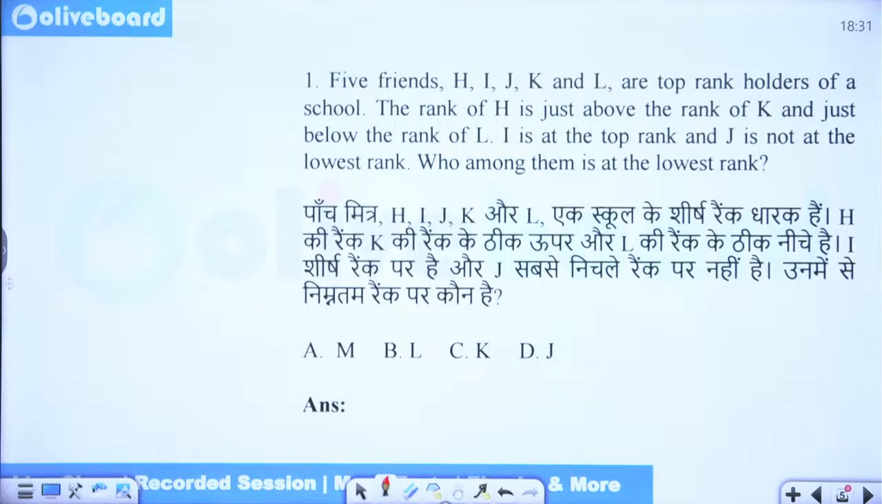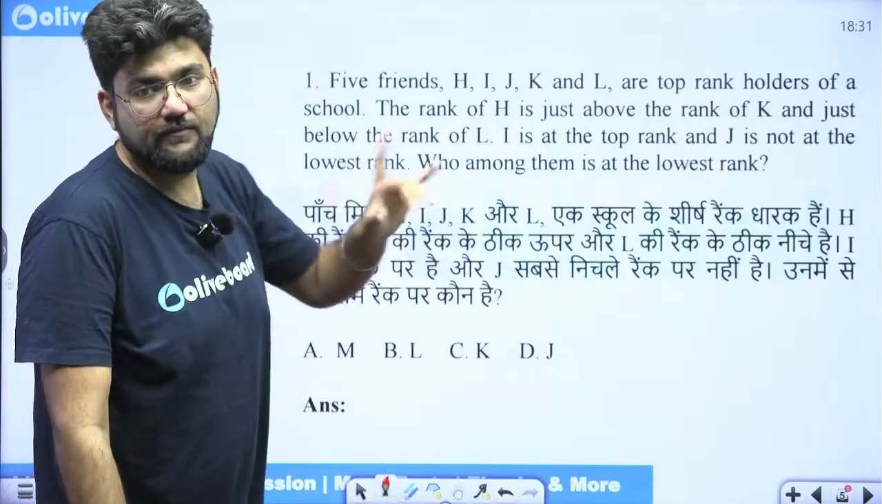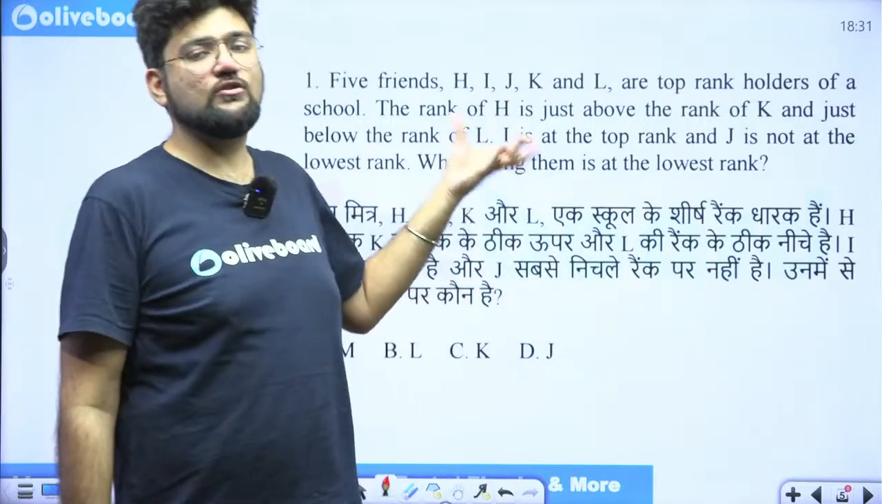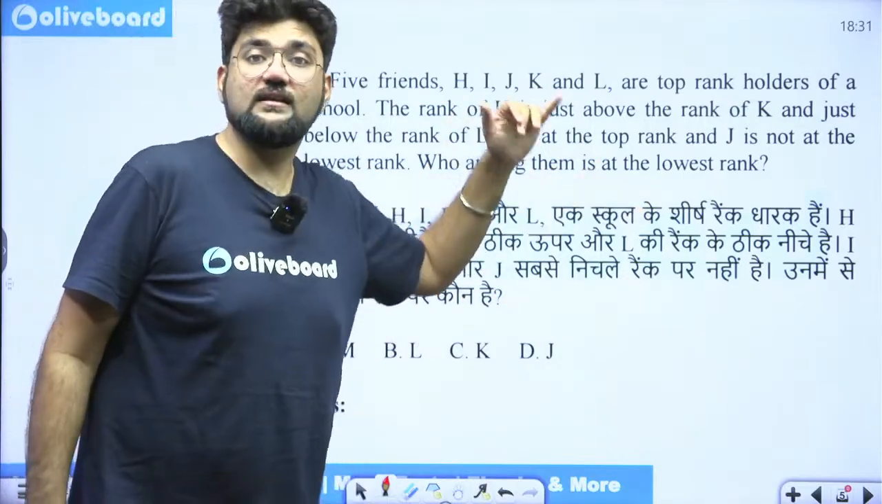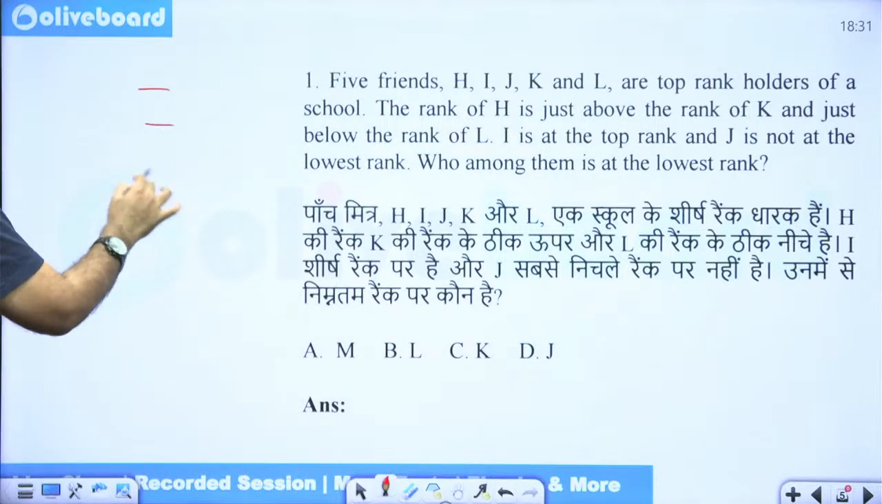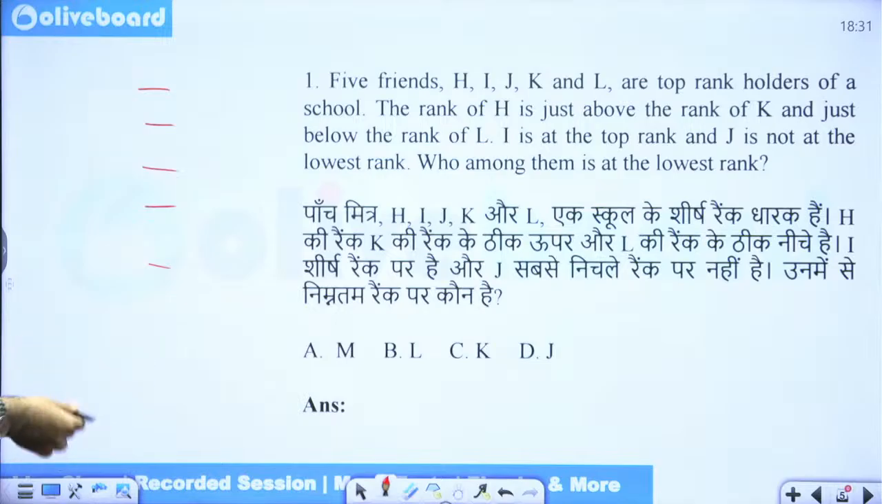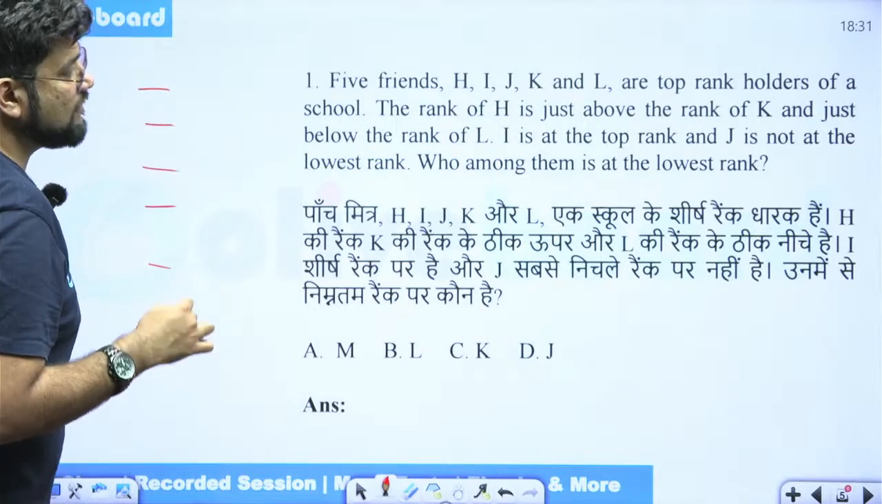Okay, great. So there are 5 friends, top rank holders of a school. Now this question, you'll just read through. Rank of H is above the rank of K. They are not giving you numerical values, which means it's actually an order and comparison based question disguised in the form of rank. So there are 5 friends, rank holders 1, 2, 3, 4, 5. You can also number them if you want, not necessary.